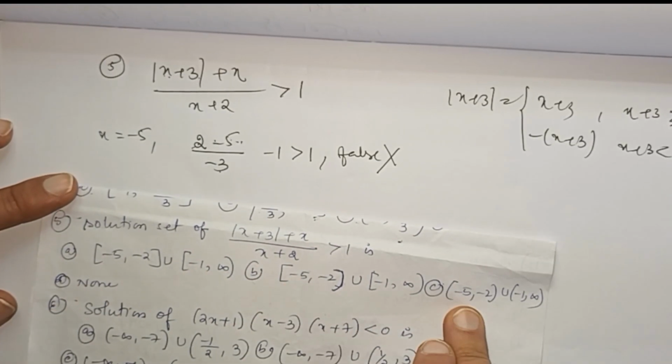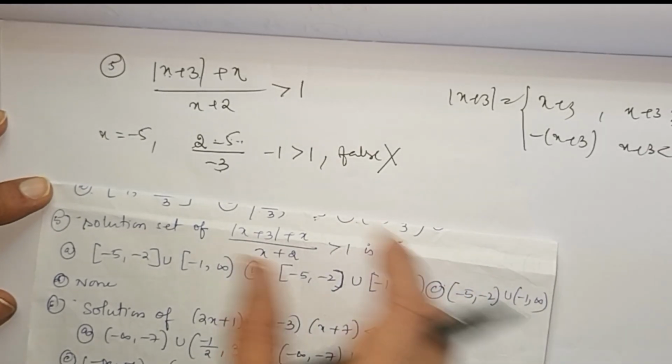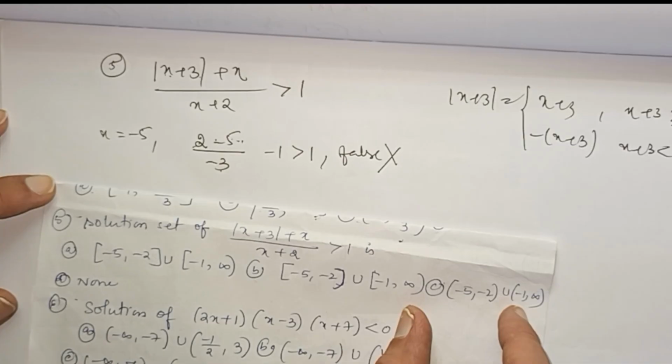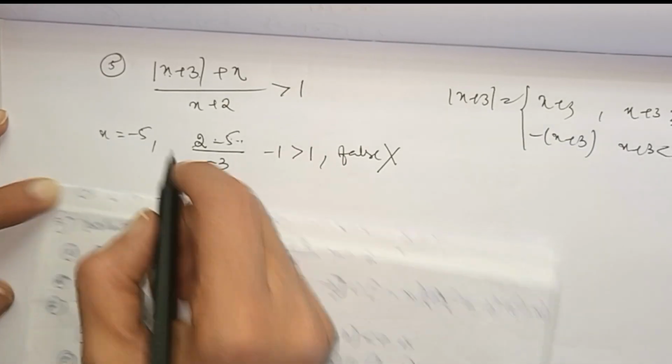So this is the possibility. Hence this itself is the solution. You can save your time by checking with the options. Similarly, you can check x equal to -1.